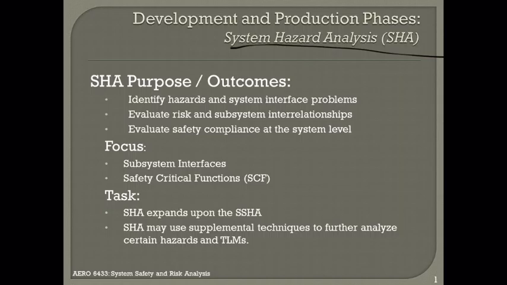The objective of the system hazard analysis is to identify hazards at the system level, to evaluate subsystem interrelationships or interfaces, and to evaluate safety compliance at the system level. So we're looking at the system level. While this analysis is a higher system level technique, though, supplemental techniques can be used when necessary to drill down into safety critical functions and top level mishaps that the engineer feels are warranted.